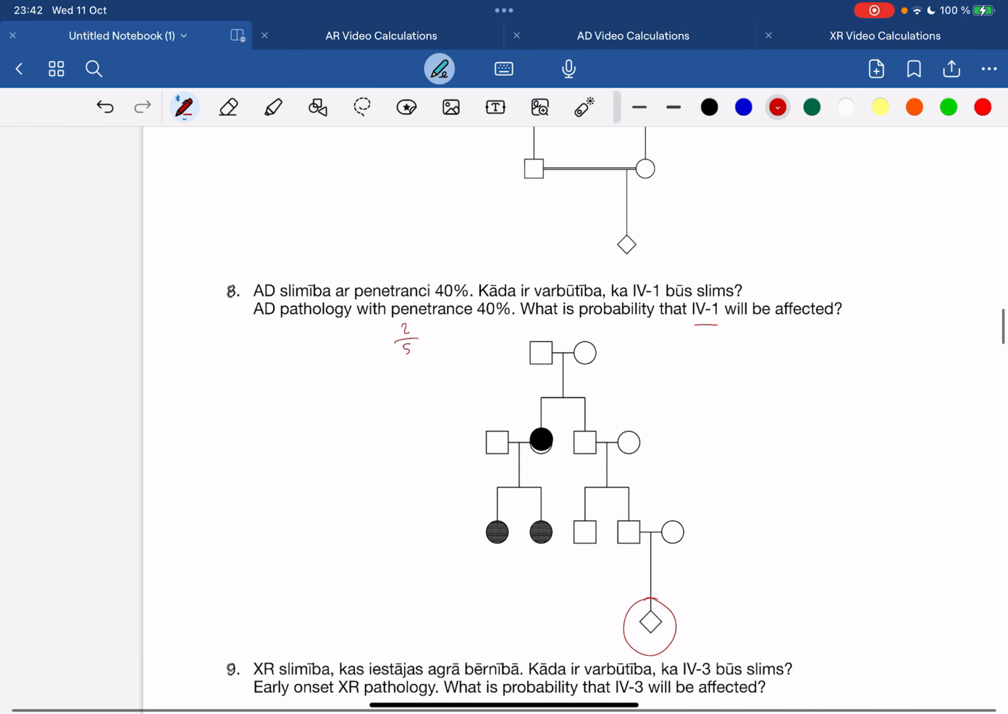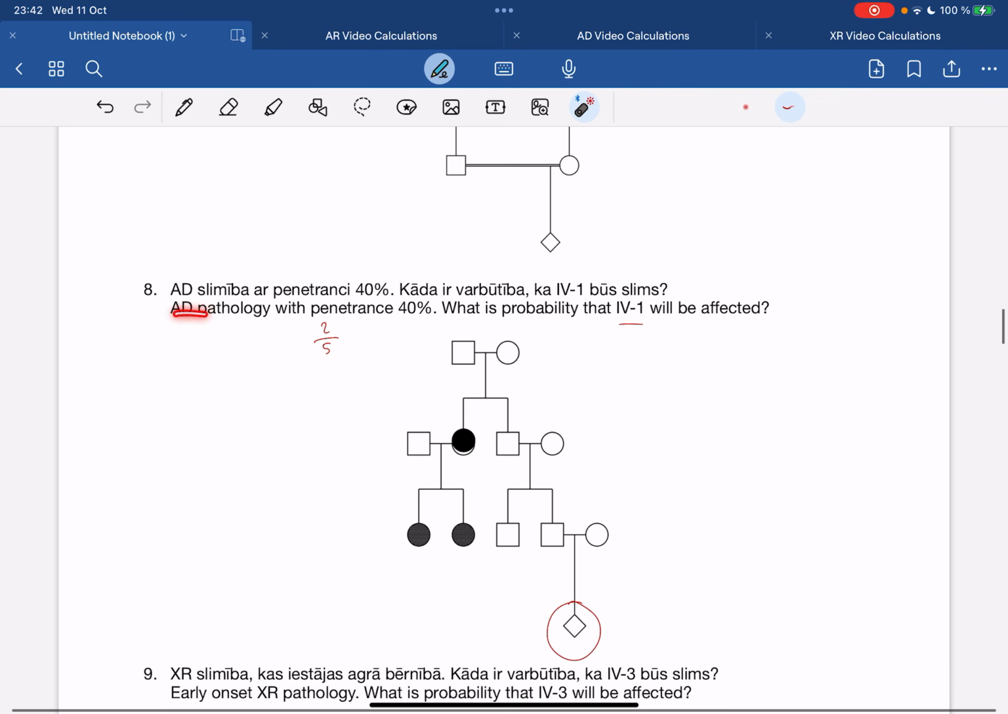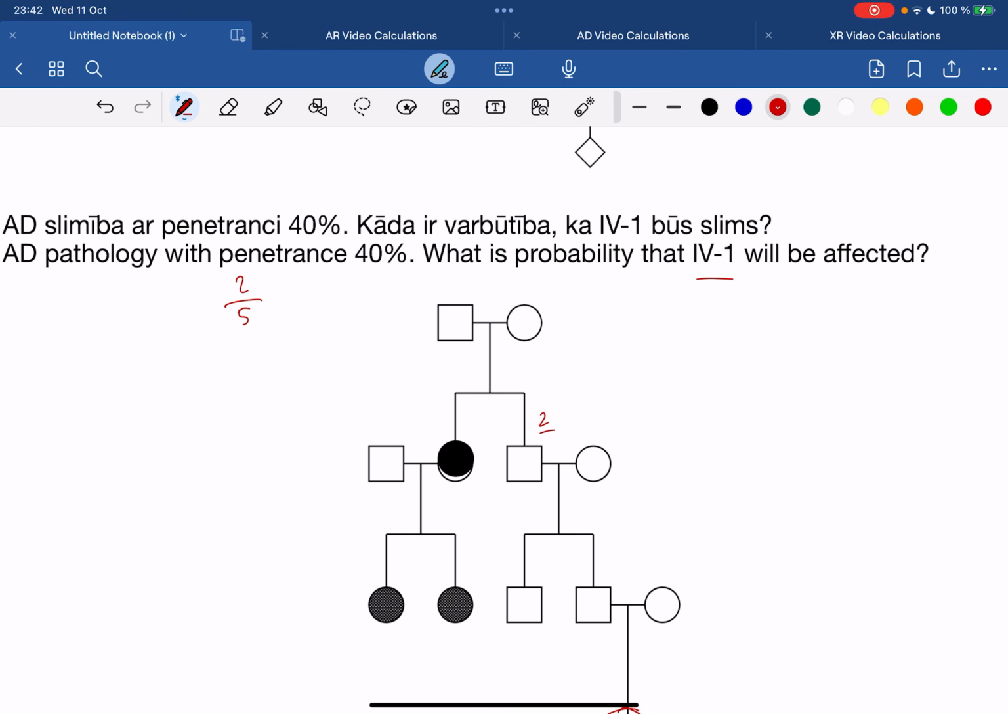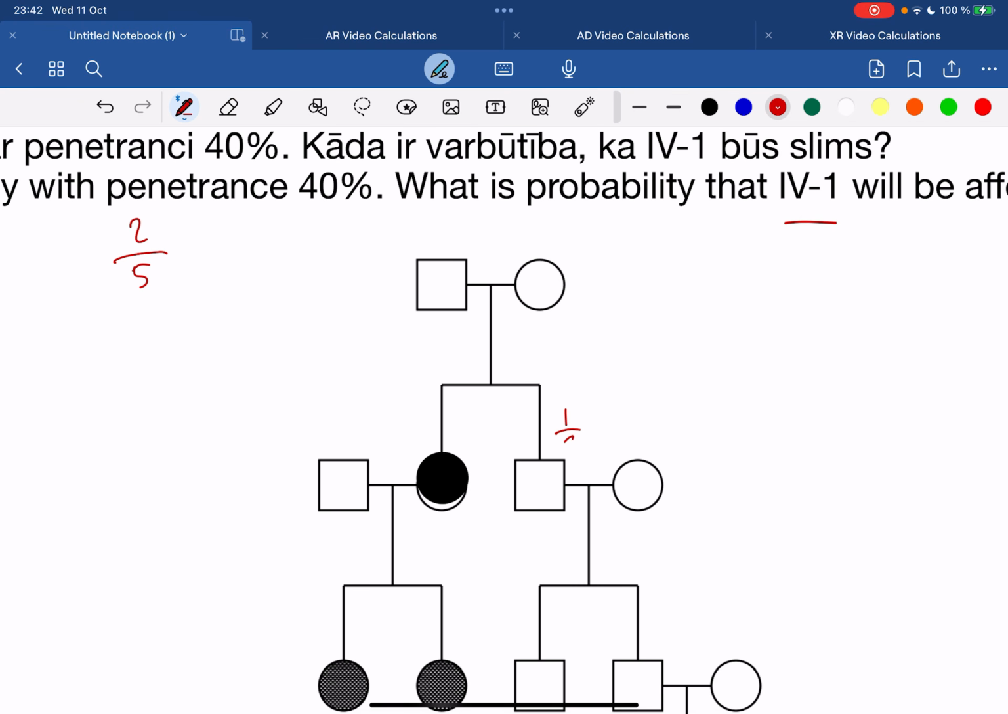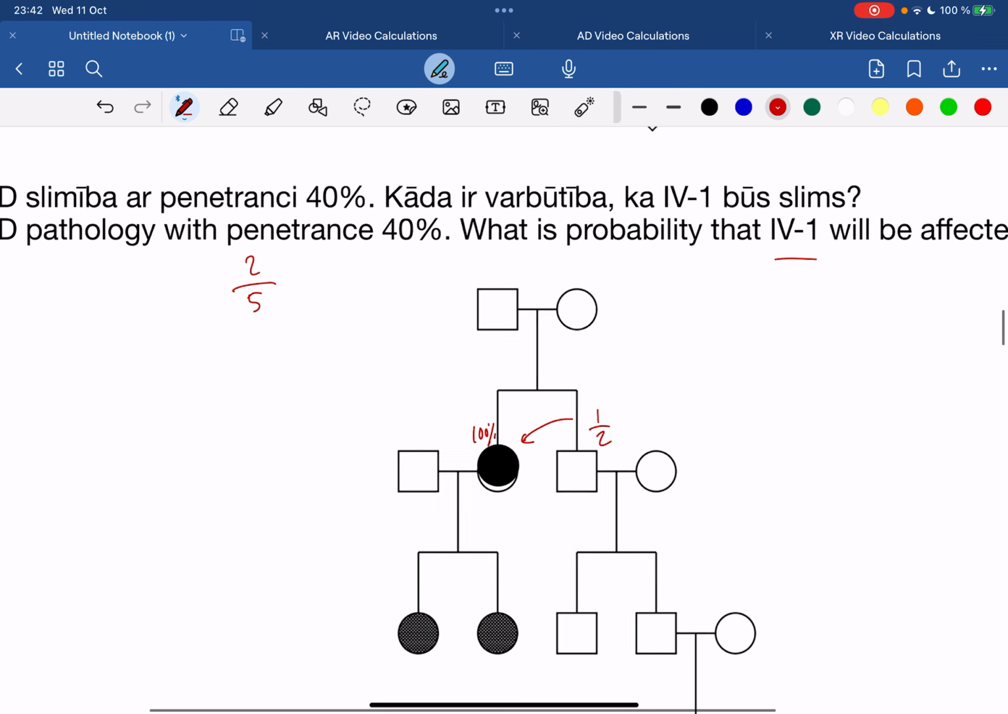And then remember, for AD, not AR, you will immediately think that it's 2/3 here, right? Because, one affected child, 2 unaffected parents, it has to be 2 out of 3. However, that's only for AR, not for AD. Okay? So in this case, we just assume the 1/2 rule. So 1/2 because it's 100% that this person is a carrier here.